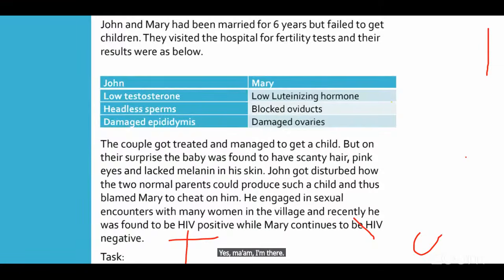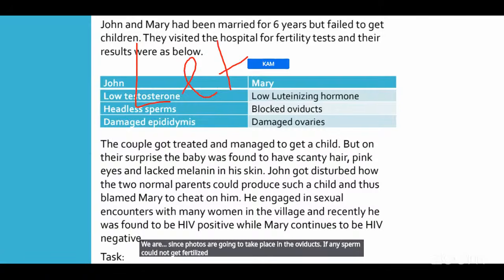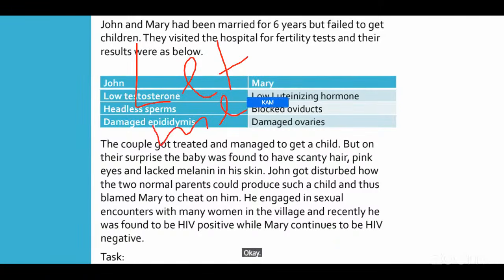Since the oviducts were blocked here, when the ovum was formed, it was not able to move, whereas fertilization can take place in the oviducts, so the sperm could not fertilize it. Okay, yes, sir. All right. Thank you for the responses.